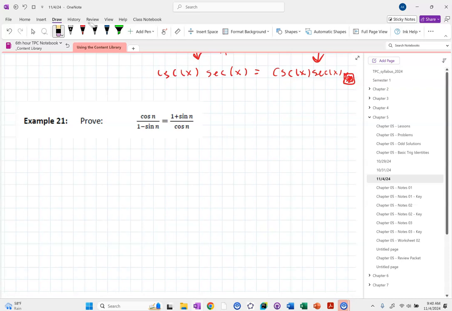Is it always going to be the left side, Mr. Kulik? No, but probably.